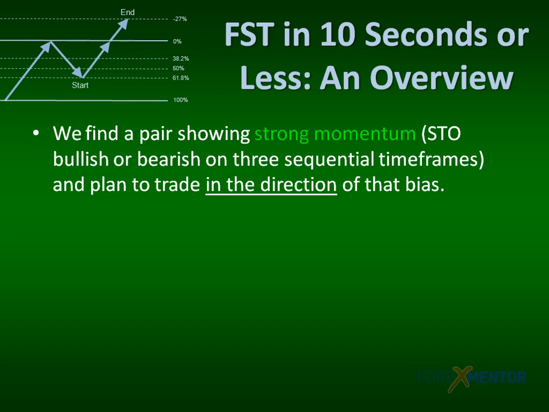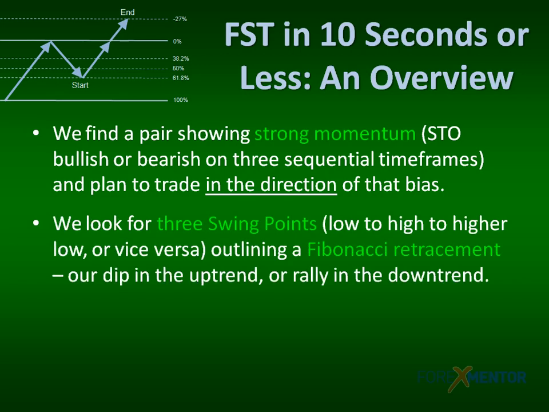So we use the triple screen as a scanning or screening tool. It gives us momentum. That momentum tells us what kind of retracement setup we should look for. Speaking of which, the Fibonacci retracement will always be outlined by 3 major swing points, and they are always swing point patterns, virtually without fail.